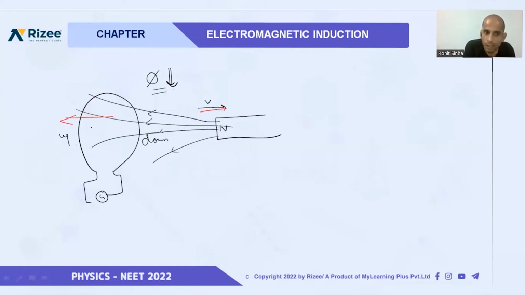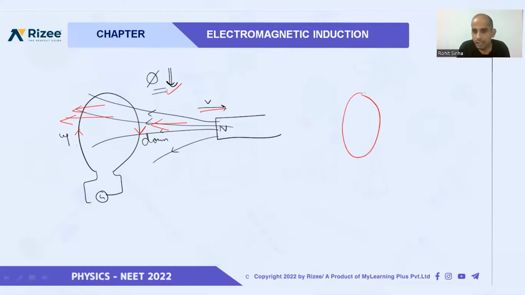How will the current flow? Current will flow in this direction, so that if you curl your four fingers, you will see that your magnetic field will point in this direction only. So it will support the original magnetic field, because it is decreasing, so it will try to help it increase.